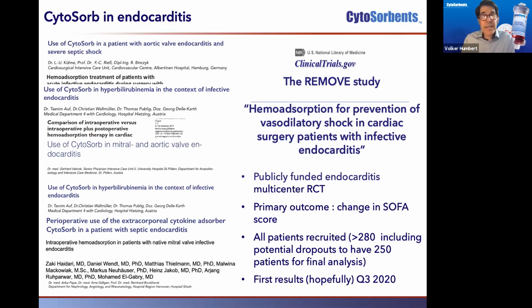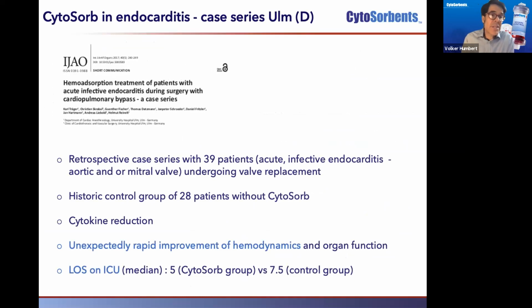Let's have a look at other publications. There's a quite nice case series from southern Germany from Professor Traeger from Ulm. He has looked in a retrospective manner at 39 patients with acute infective endocarditis. It was the aortic valve or the mitral valve, and compared this to a historic control group of 28 patients. And he could not only show cytokine reduction, but also an unexpectedly rapid improvement of the hemodynamics and organ function. And by comparing the length of stay on the ICU, the median levels, he could see a shorter length of stay in the Cytosorb group versus the control group.